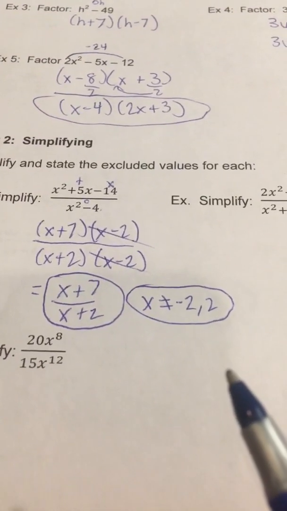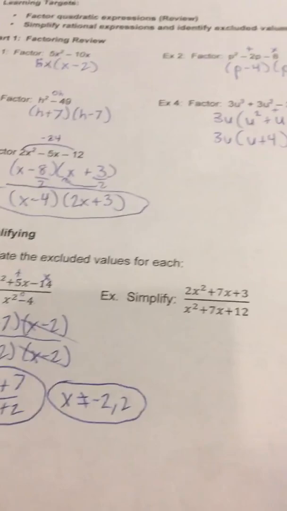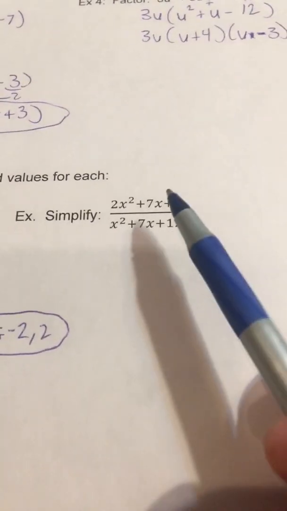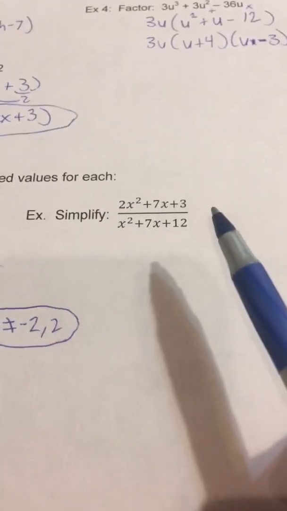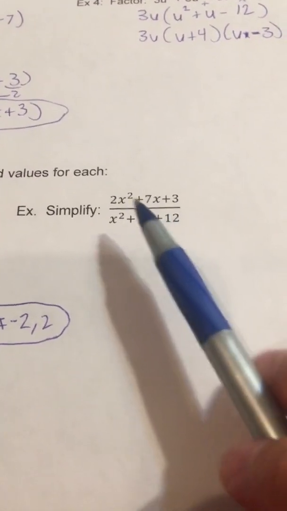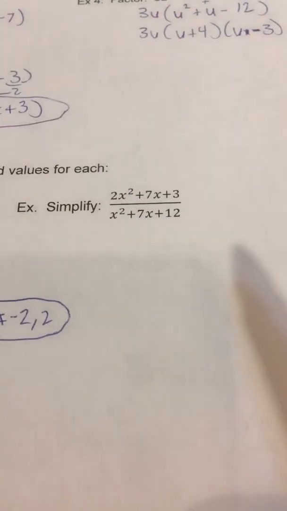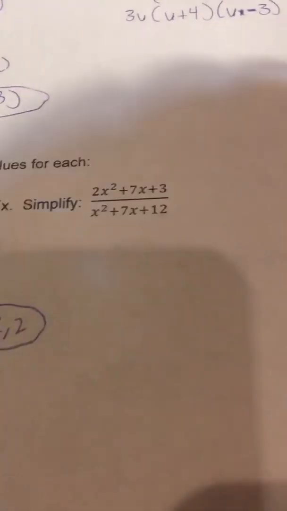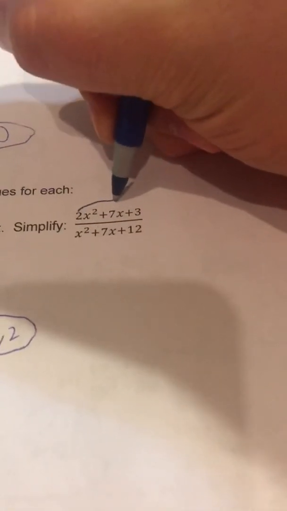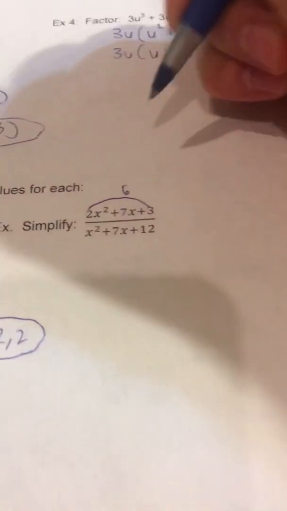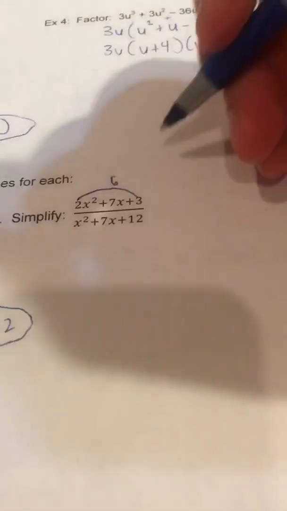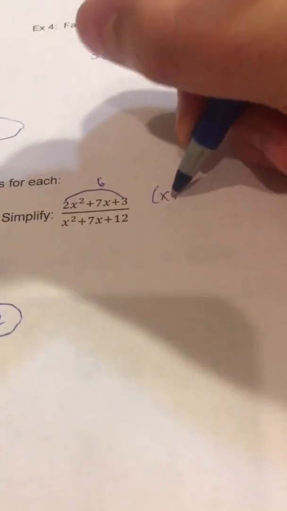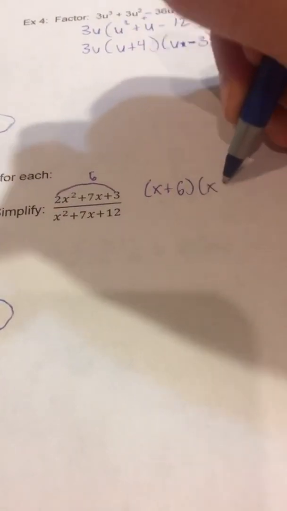All right, 2 more problems. Second example, same thing here. Don't try to cancel out 7x's or x squared or anything like that. Factor the top, factor the bottom. Now, how do you factor the top if there's a number in front of x squared and no GCF? You could use the rainbow method. 2 times 3 is 6. I need two numbers that multiply to give me 6 and add to give me 7. So that's x plus 6 and x plus 1.